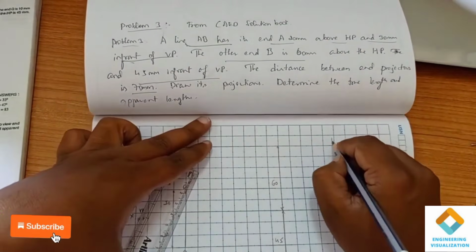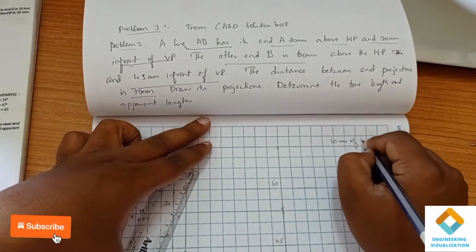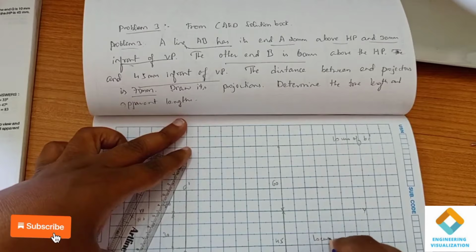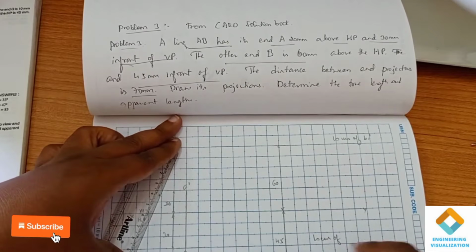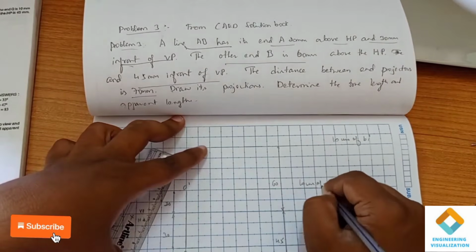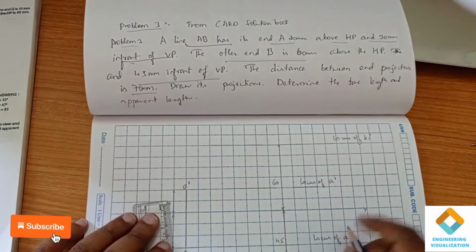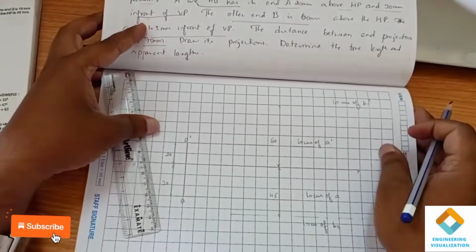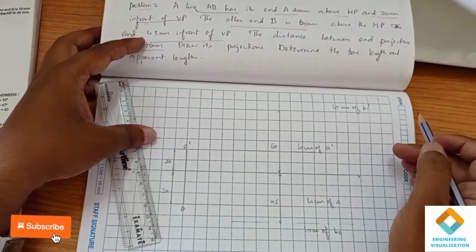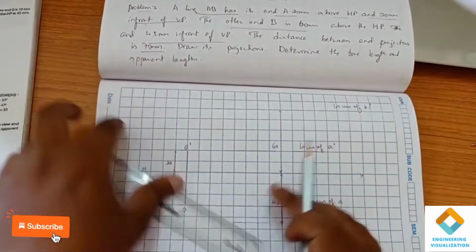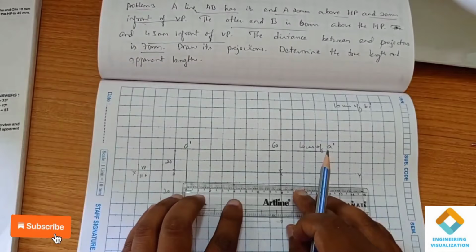Okay, this is locus of B1 dash, this is locus of B2, and this is locus of B, and this is locus of A dash. Okay, now another thing they have given in this question is the distance between projectors. So the distance between end projectors is 70 mm. So I am going to draw that.